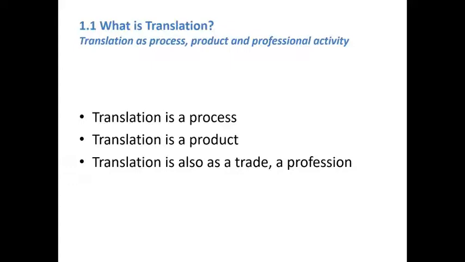But it is useful to try to simplify using the 3 P's. On the one hand, we've just seen that translation can be understood as a process, something you do, something you carry out with different stages, and with a result. And then we can also look at the result of that process, the second P, product. And finally, we can look at translation from a professional, industrial point of view, as a profession, something that certain people do and get paid for in exchange for some expertise.